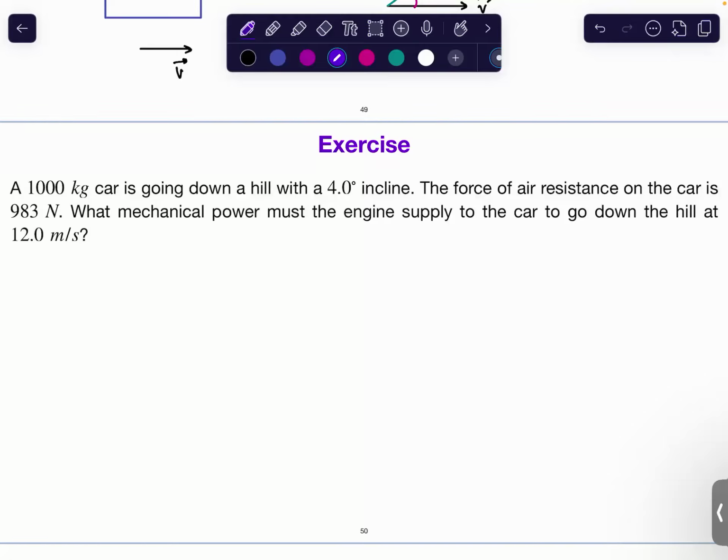The force of the. And also don't forget that you have a component of your gravitational force. Right, okay, so those will add together.